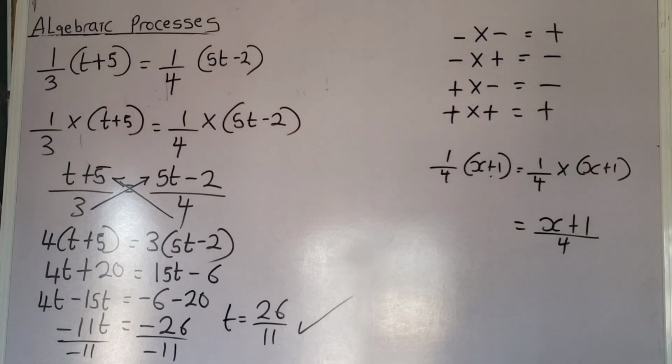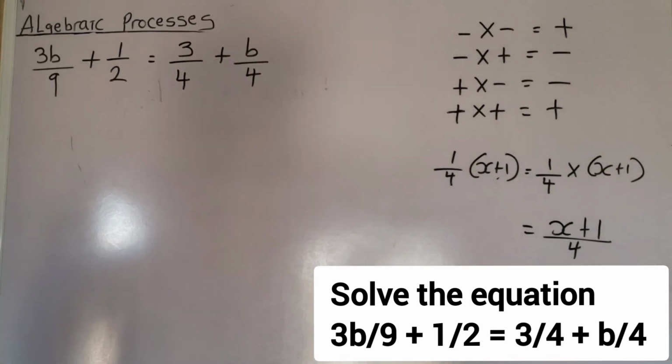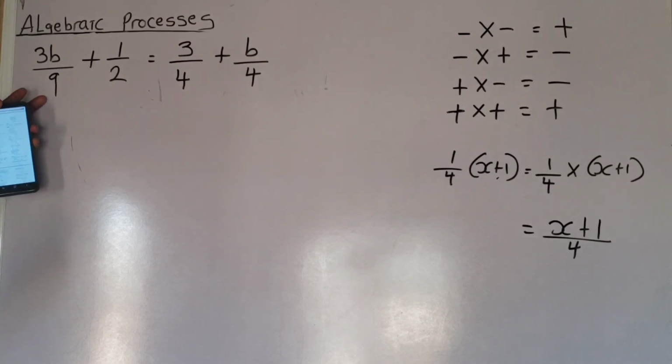Solve the equation 3b over 9 plus 1 over 2 equals to 3 over 4 plus b over 4. Okay, the aim here is to determine the value of b. Now we are going to take this step by step. Let's start with the left hand side of the equation. We have 3b over 9 plus 1 all over 2. Let's take the LCM of the left hand side of the equation. The LCM here is what? 18. That will be the product of 9 and 2.